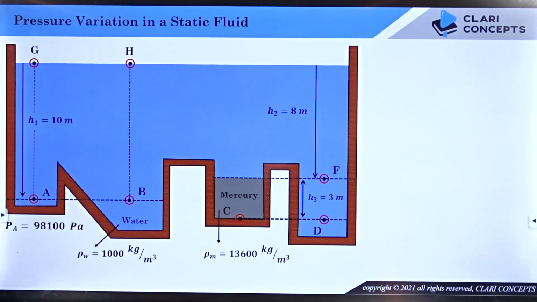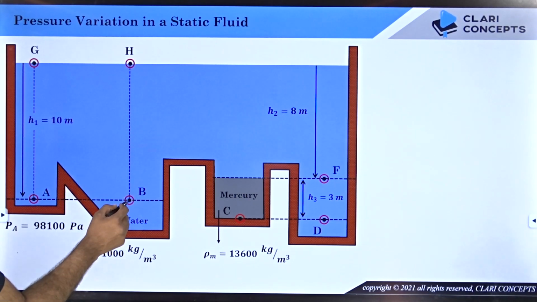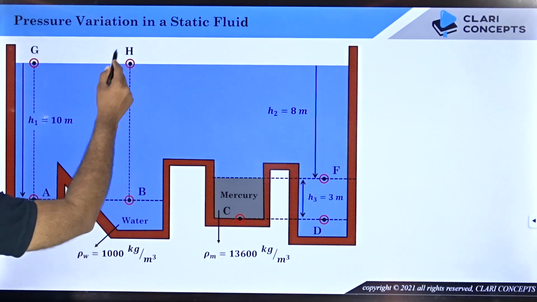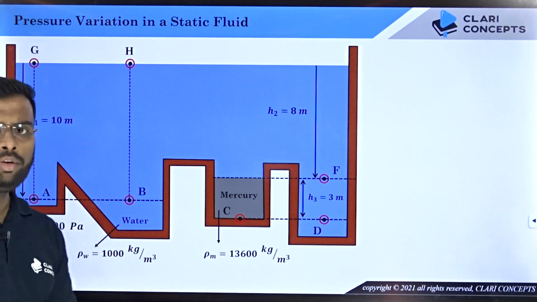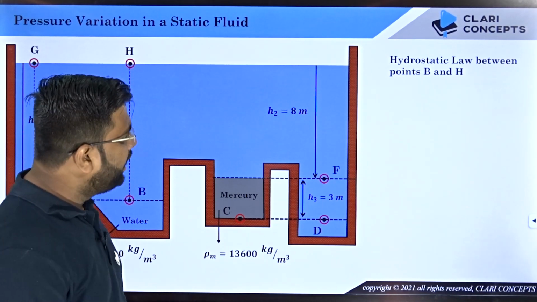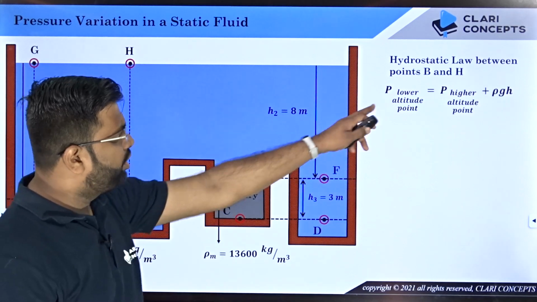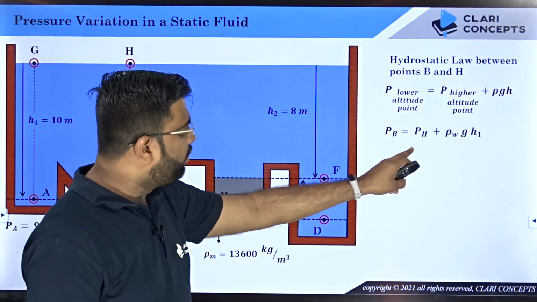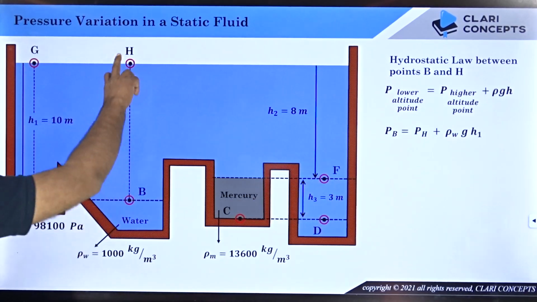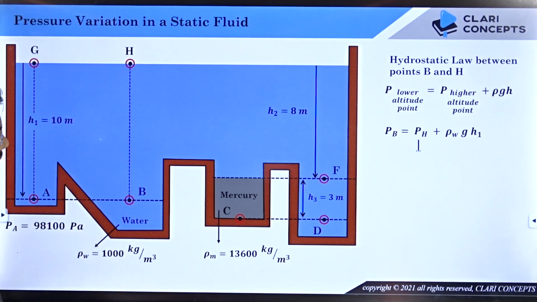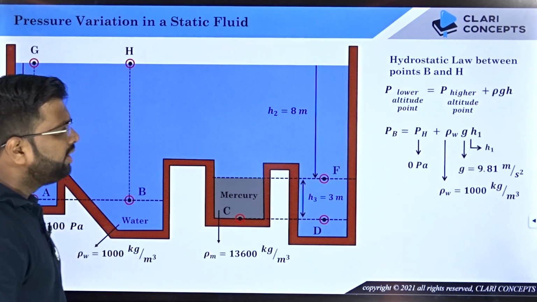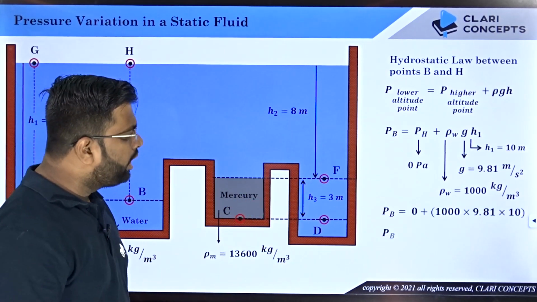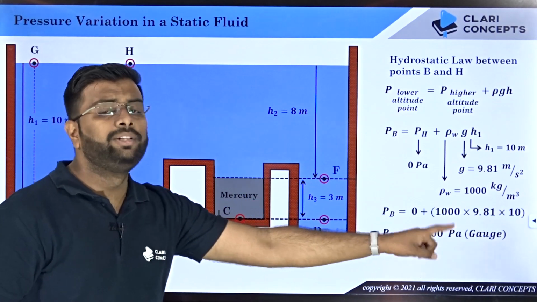Now, let me talk about pressure at point B. If I want pressure at point B, I need to have a point just above B, which is, let's say, marked with a point H on the surface of water. Again, PH is atmospheric and I can use the hydrostatic law between B and H. I will say that pressure at lower point equals pressure at higher point plus rho g h. So, pressure at B equals pressure at H plus rho W g, and again the distance is H1. And if you put the values, PH is 0 Pascal, rho W is 1000, g is 9.81 and h is 10 meters. You put these values in the equation, you will get pressure at point B is 98100 Pascal.